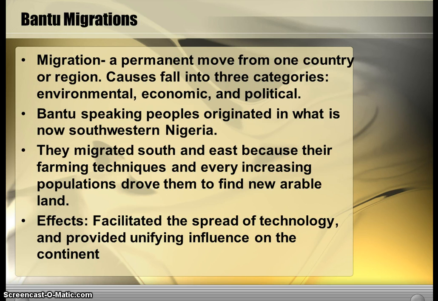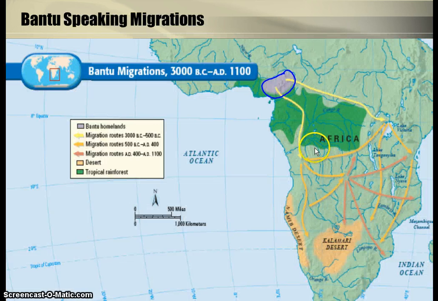As they moved, they took their technology with them, and they spread their language. That language helped to unify people on the African continent. As they went, they passed that language on, and they left different dialects in different regions, but it enabled people to communicate much better. Here's where the Bantu people come from, and they spread all out along sub-Saharan Africa. Sub-Saharan means below the Sahara.